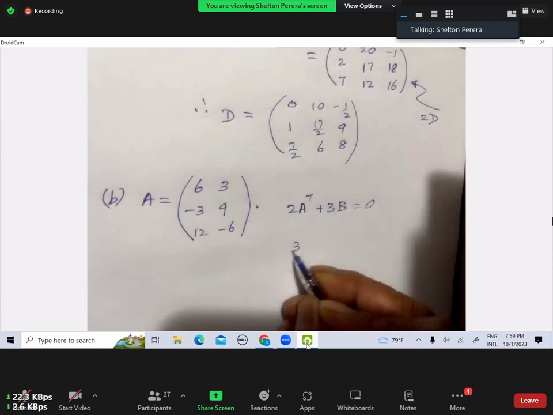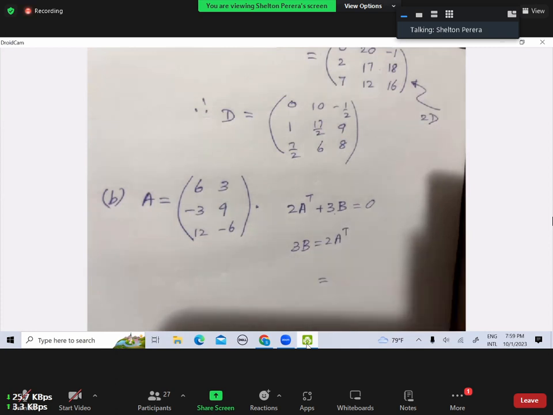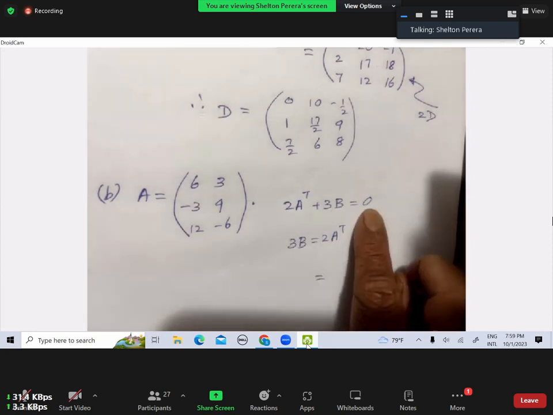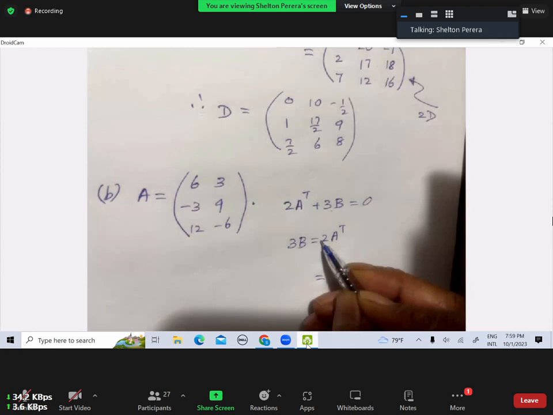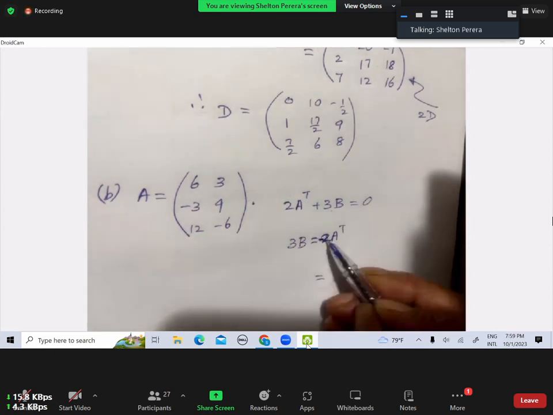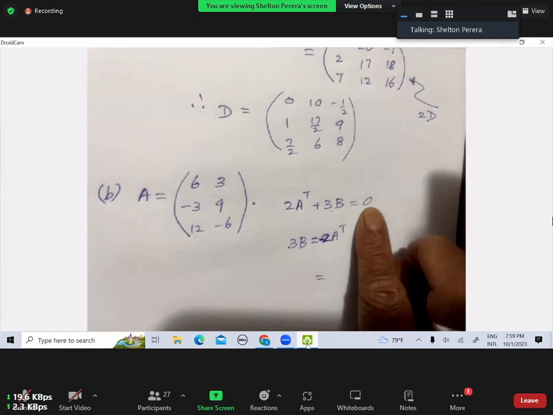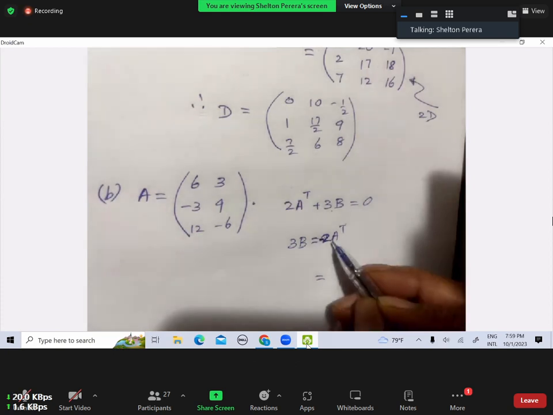From this, we know 3B is equal to 2A transpose. What is 2A transpose? If A is this, A transpose is here. 3B plus 0 matrix. When I take this to the other side, it should be negative 2A transpose. That matrix plus 0 matrix is the matrix, like 0 for numbers. So now negative 2A transpose, A is this now.